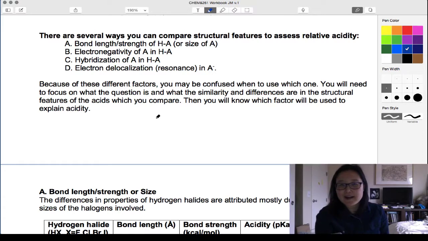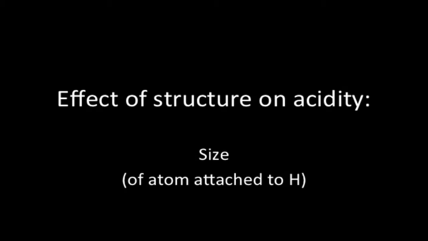All right, so far we've talked about induction. I want to also talk about bond length or strength and electronegativity, hybridization, and electron delocalization as other structural features that can tell you the relative strength of acids between different molecules that may have similar pKa values.